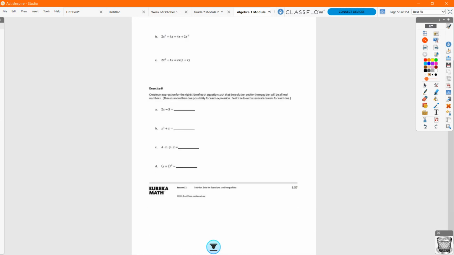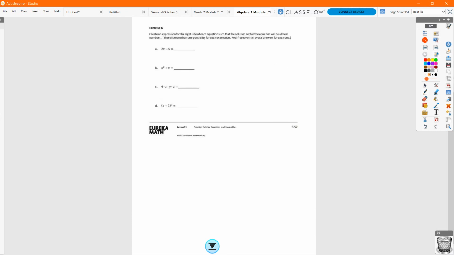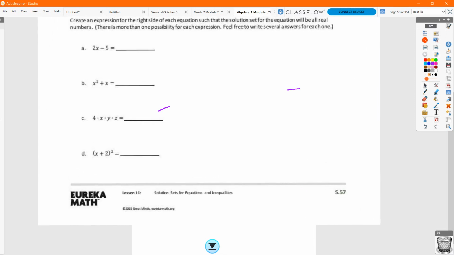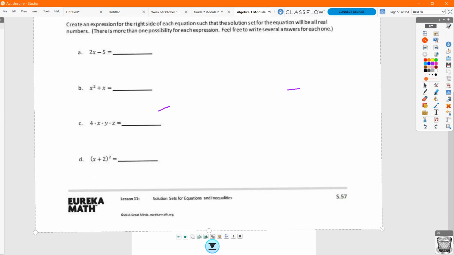Create an expression for the right side of each equation such that the solution set for the equation will be all real numbers. All right. There is more than one possibility for each expression. I will give you the basics. If you can come up with another, I want to hear it. Okay? So, create an expression for the right side of each equation such that the solution set for the equation will be all real numbers.